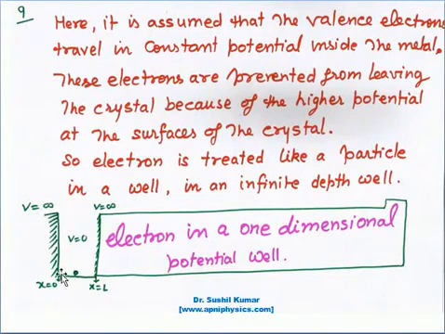So the idea is like this: a particle is in a box or in an infinite potential well, depth well. The dimension is considered here x equal to 0 to x equal to L. Potential is equal to 0 inside and infinite at the boundary. So, an electron in a one-dimensional potential well.